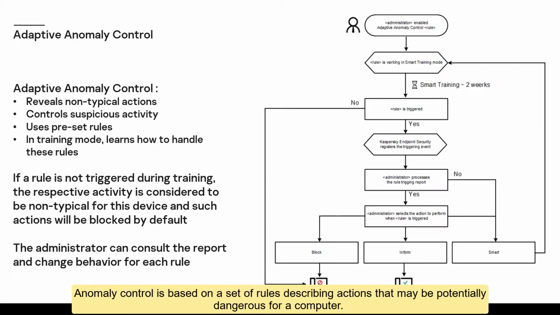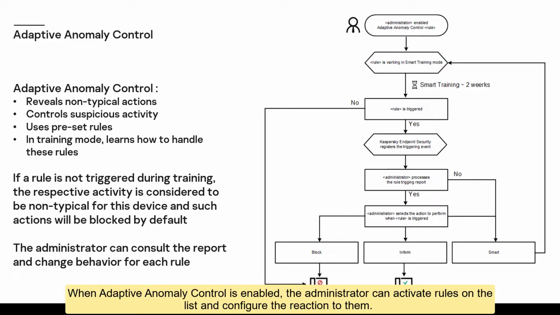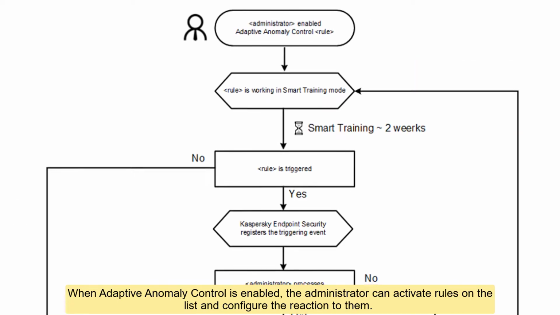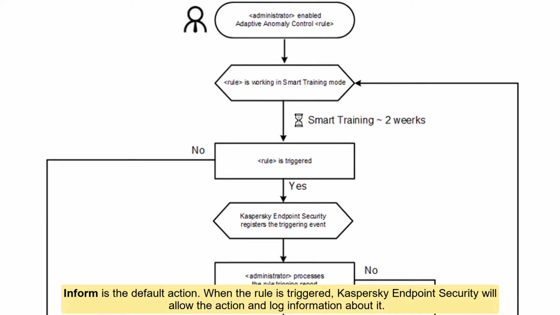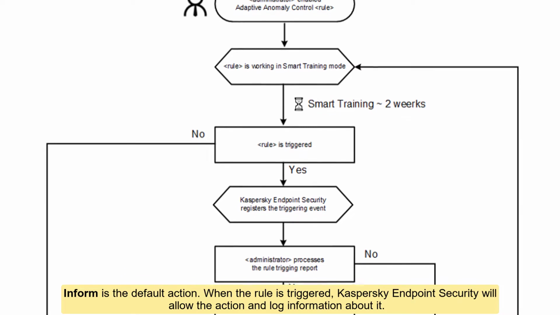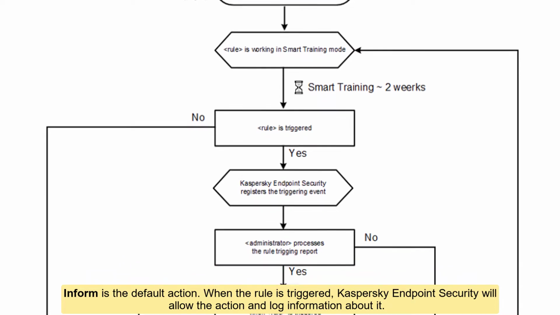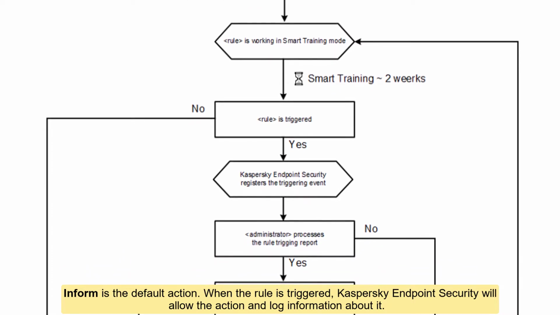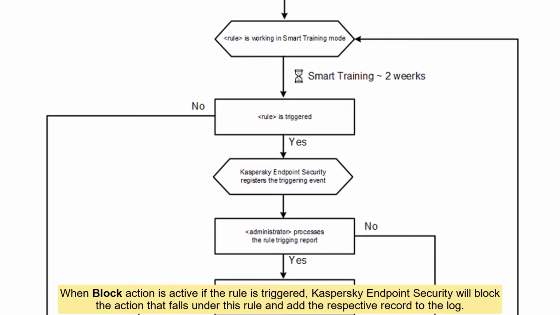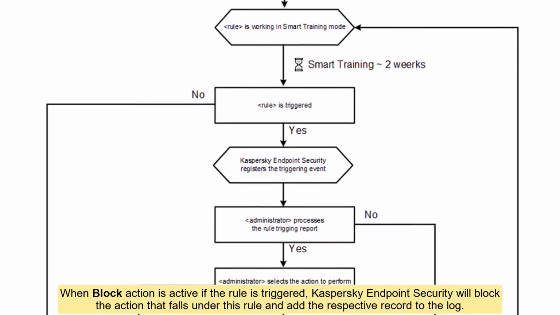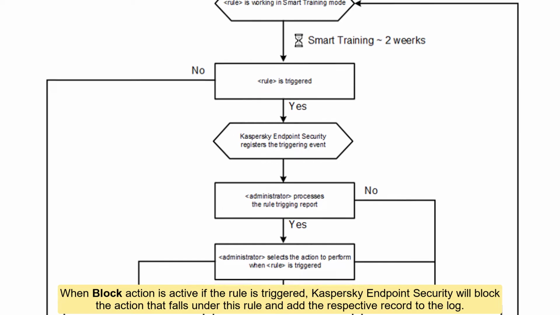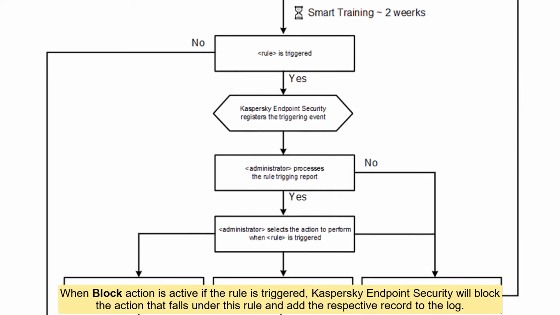Anomaly control is based on a set of rules describing actions that may be potentially dangerous for a computer. When Adaptive Anomaly Control is enabled, the administrator can activate rules on the list and configure the reaction to them. Inform is the default action. When the rule is triggered, Kaspersky Endpoint Security will allow the action and log information about it. When block action is active, if the rule is triggered, Kaspersky Endpoint Security will block the action that falls under this rule and add the respective record to the log.